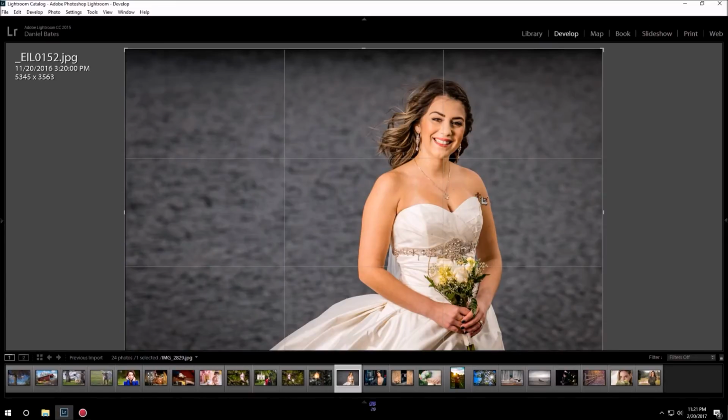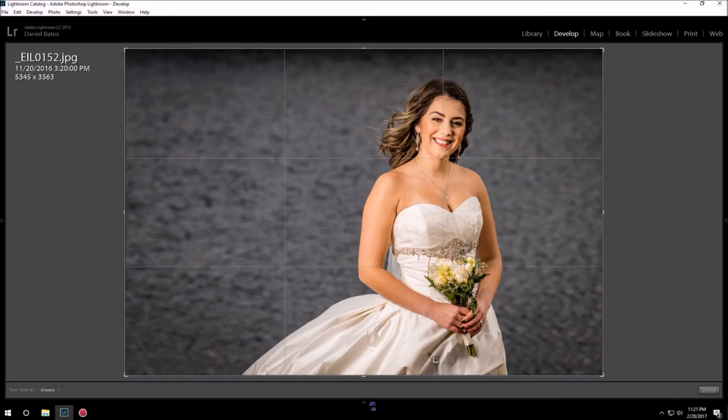Okay, so this is very simple. We have the bride going on the right-hand vertical line here. At the intersecting point, we have her face. This intersecting point, we have the flowers. So it just works.